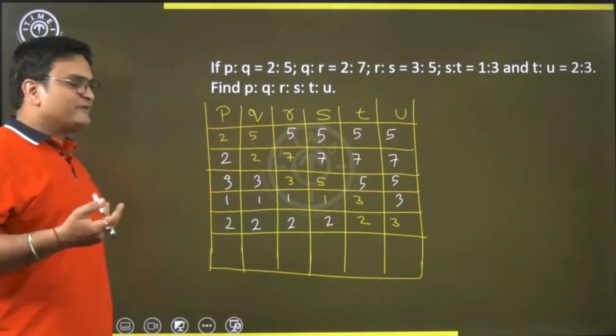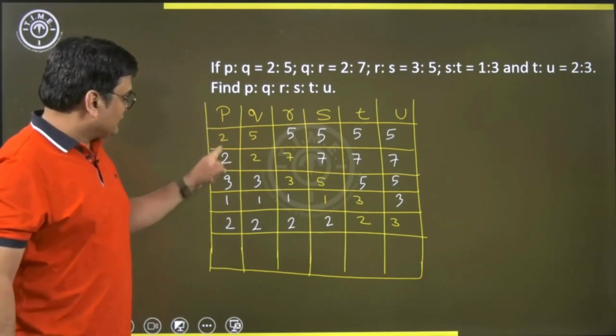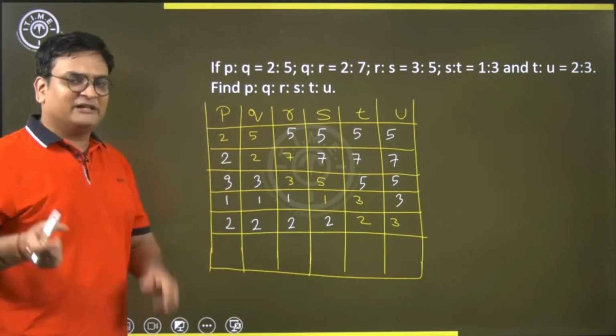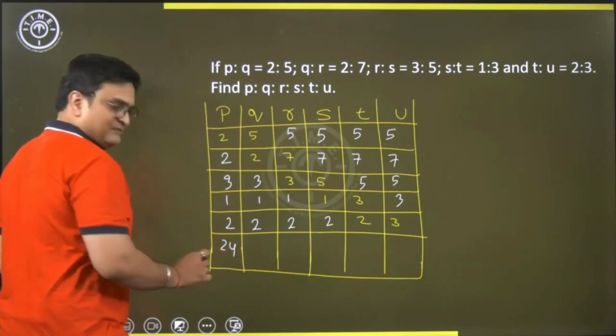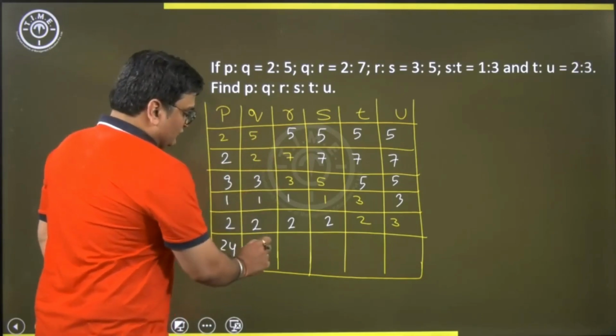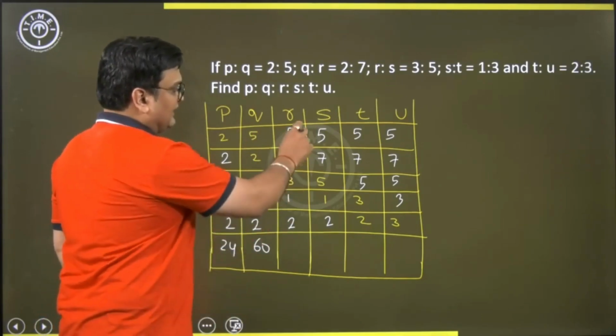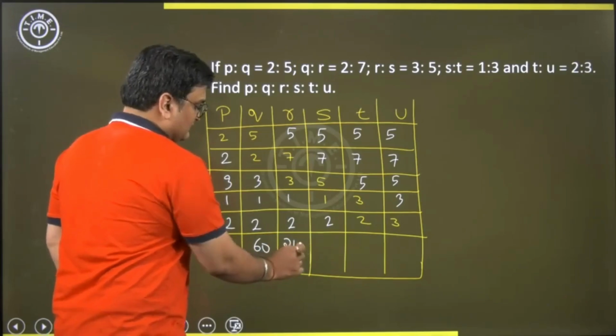Now, after this, how do we get to our answer? Simple. Observe, P, if you look at it, you multiply this column and you'll get the corresponding value for P. What is that? 2 into 2 into 3 into 2 is 24. Then Q, 5 into 2, 10 into 3, 30 into 2, 60. R, 5 into 7, 35 into 3, 105 into 2, 210.